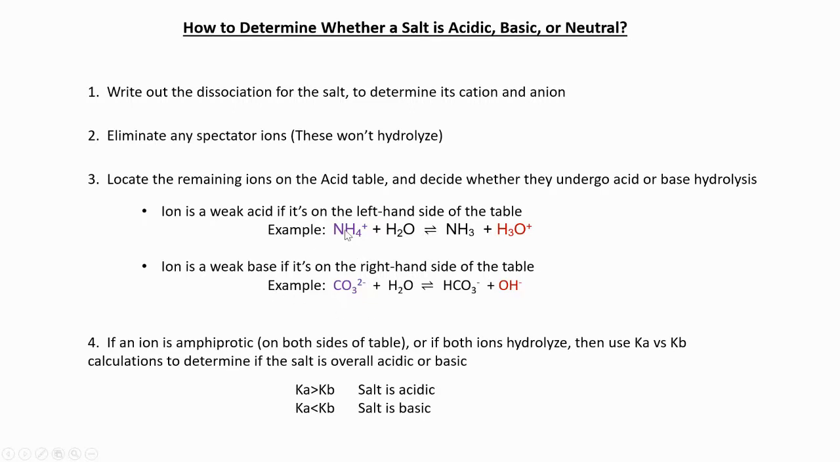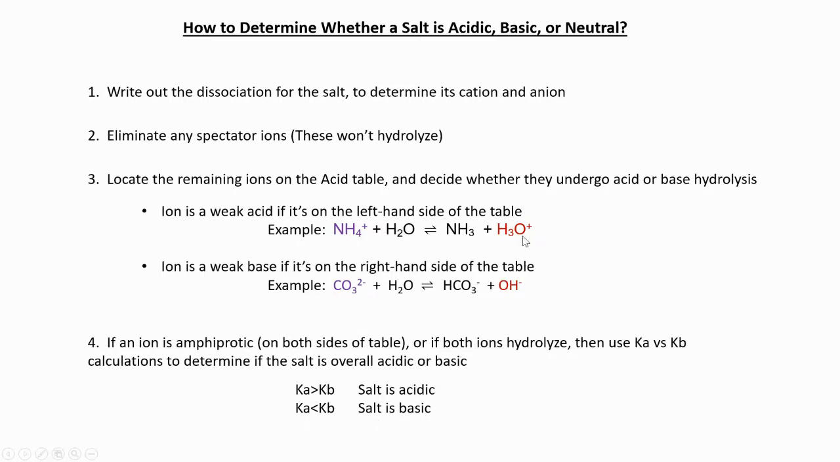If it's an acid only, it acts as an acid. Base only, it acts as a base. If it's amphiprotic, meaning it's on both sides of the table, that means both ions hydrolyze. So we have to decide what is bigger, the Ka or the Kb. If Ka is greater than Kb, it's acidic. If Ka is less than Kb, it's basic.